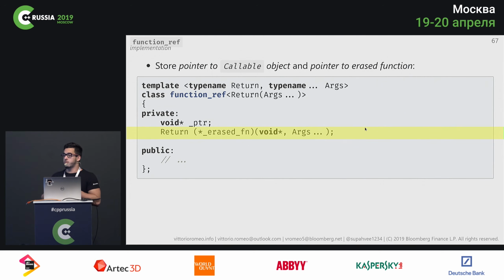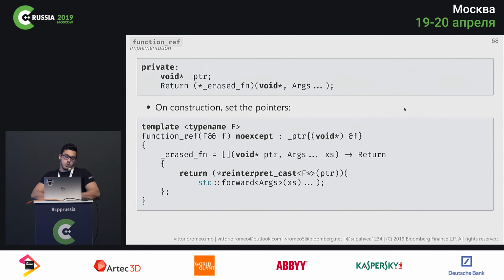So what we're going to do when we invoke function ref is pass the PTR pointer as the first argument of this erase function, and then the arguments provided by the user, and we're going to figure out how to invoke the original object. So this void star over here is the same as this one. So this is how it works.